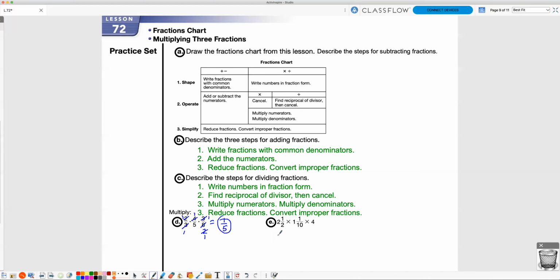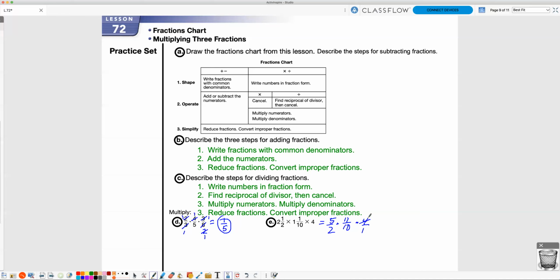Letter E, 2 1/2 times 1 1/10 times 4. So part of the shape here is that each of these need to be in improper fraction format. So 2 times 2 is 4 plus 1 makes 5, so 5/2. Then 10 times 1 is 10 plus 1 makes 11/10. And then this would be 4/1. So now I have it, and I can cancel out a few things here.